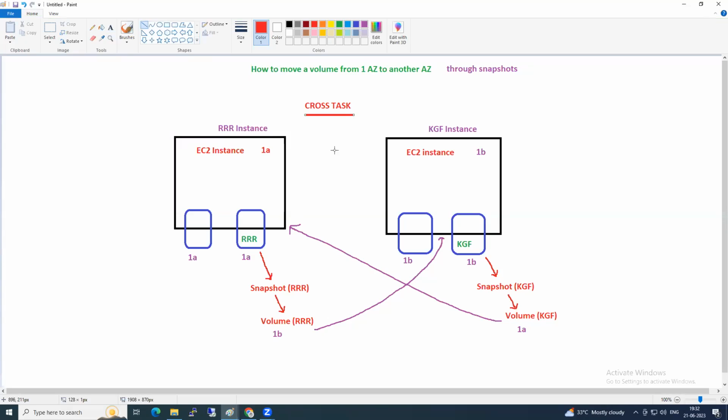So this will be a part of your practical. When I say cross task, you learn to launch these two EC2 instances, set up volumes there, put some file there, and then detach it from one and attach it to the other. So how? By creating the snapshots. Now you understand how to apply snapshots in real time. Any questions? Very good.